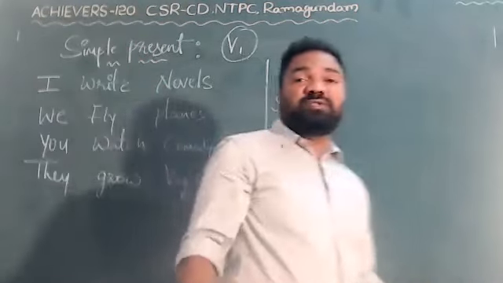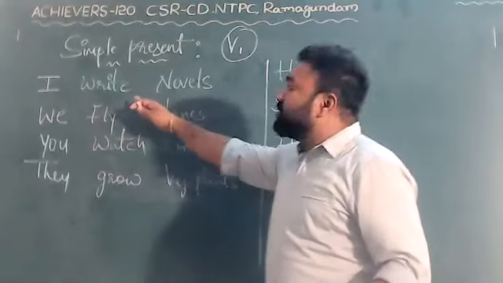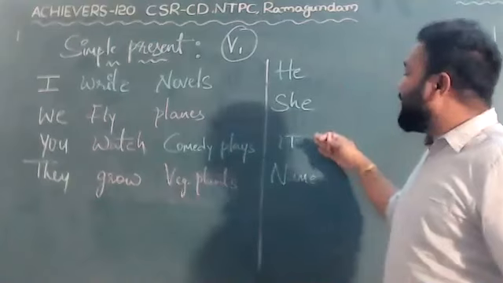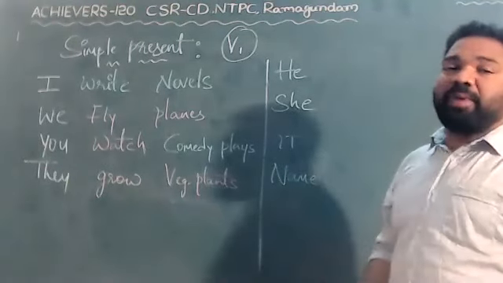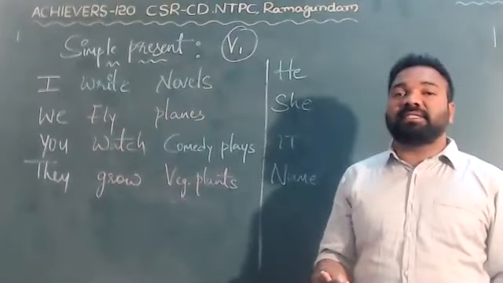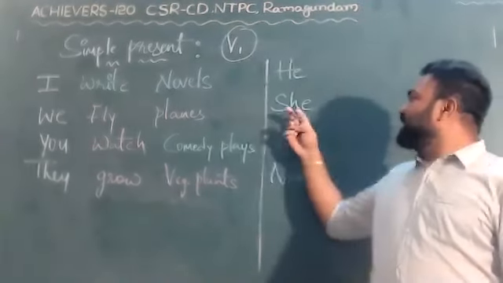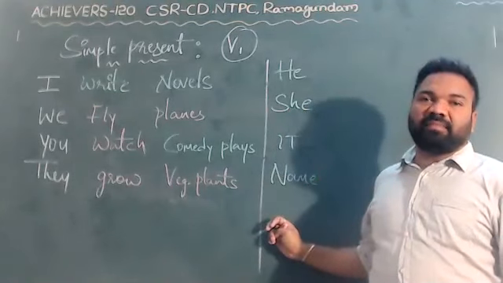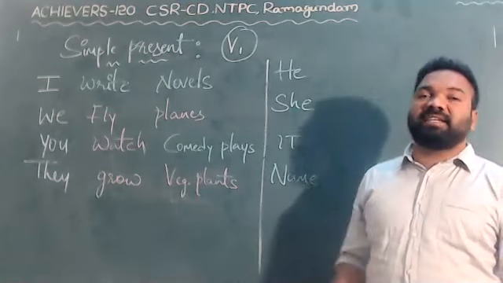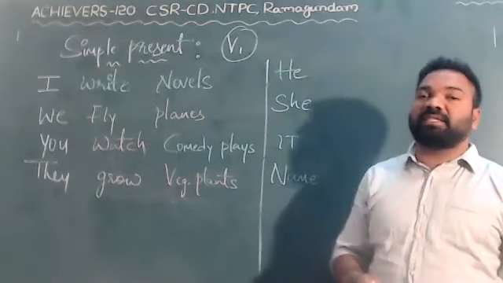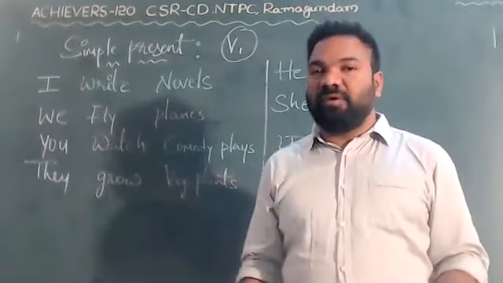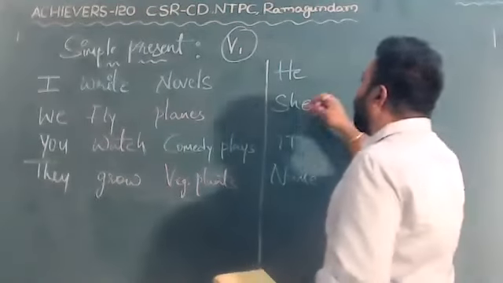So what happens when I have to write the same here, when I have to use he, she, it, name? I said, my dear students, these are all third person singulars. What are third person singulars in the English language? He, she, it, name. All right. So the rules change here, only in simple present. We have to go adding s. So how does it differ, adding s?